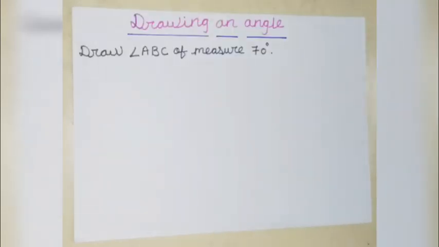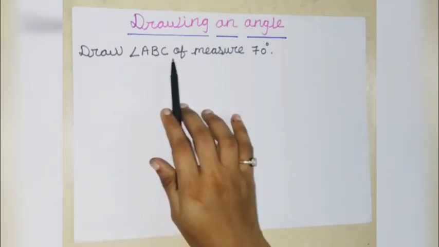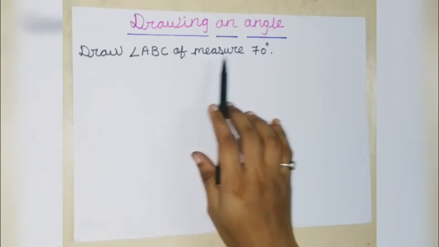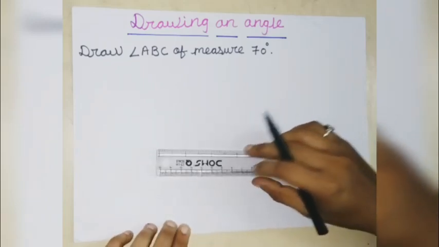Now, we are going to learn drawing an angle, means how to draw an angle. Here your question is, draw angle ABC of measure 70 degree. Children, first draw arm BC with a ruler.